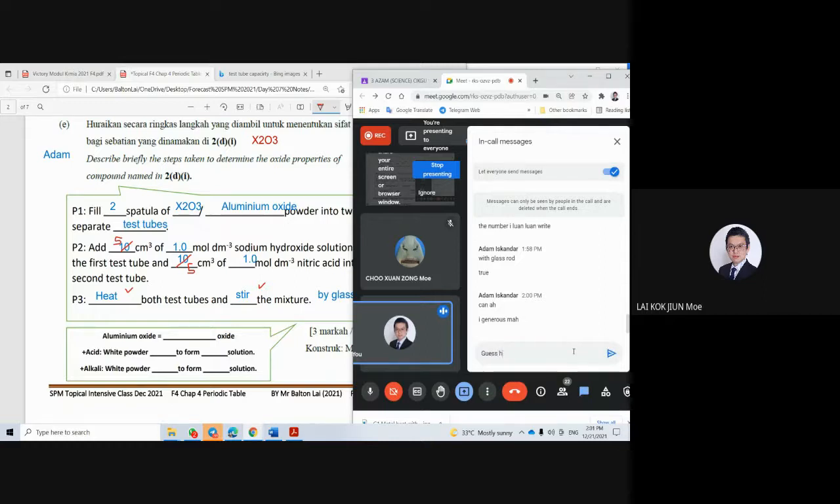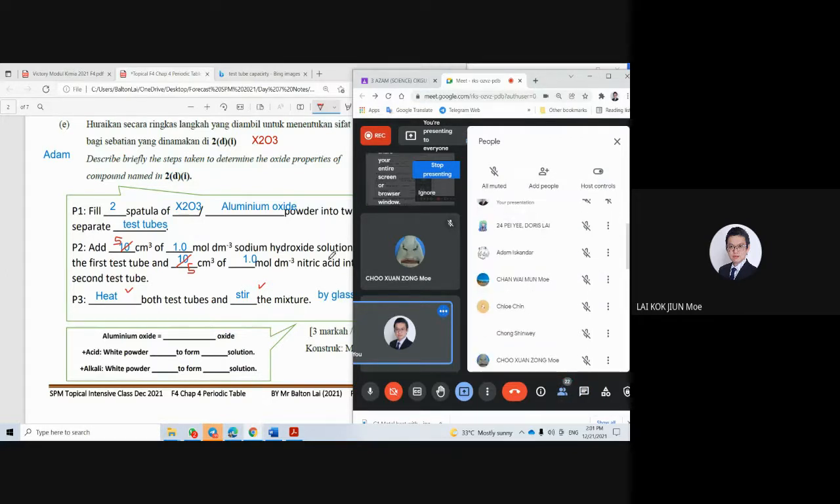Guess how much? Yes, 5 cm. Actually they use a little less than 5 cm. But how much aluminum oxide? How much aluminum oxide? Doris, how much do you think they use?